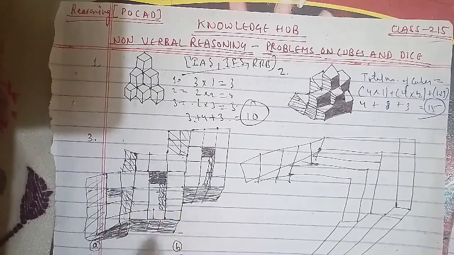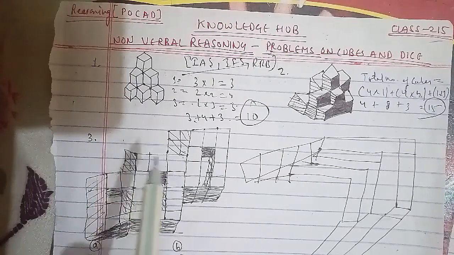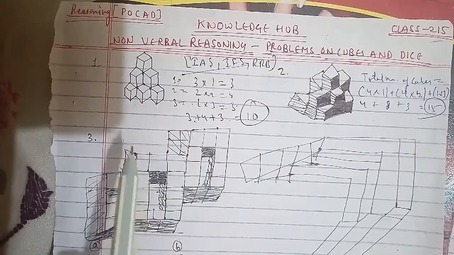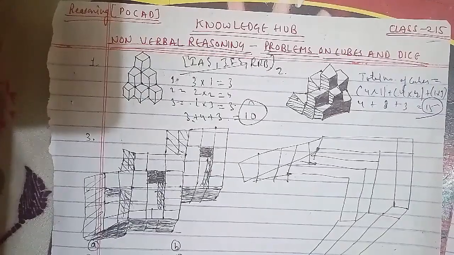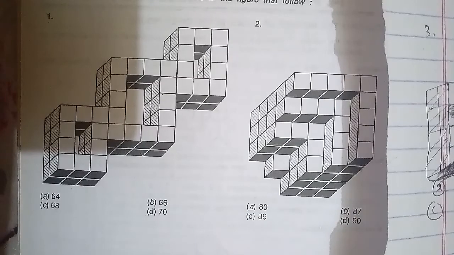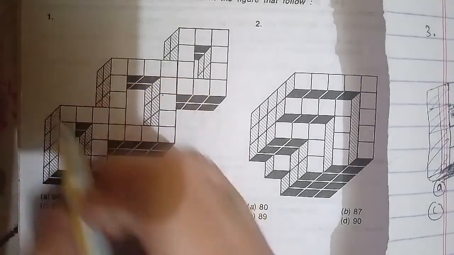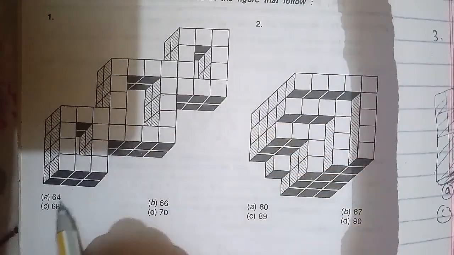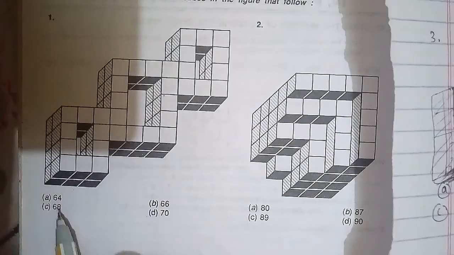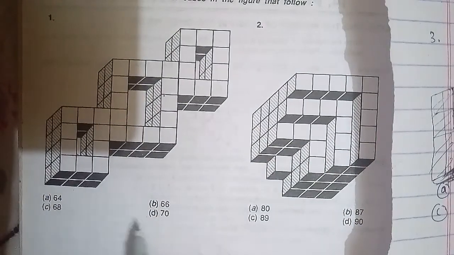So this has been the third figure. As you can see here, this has been drawn here, and according to this, the options we have are 64, 66, 68 and 70. For the same, we have to find out the solution for this particular figure. As I told you, these types of questions have options like 64, 66, 68 and 70.